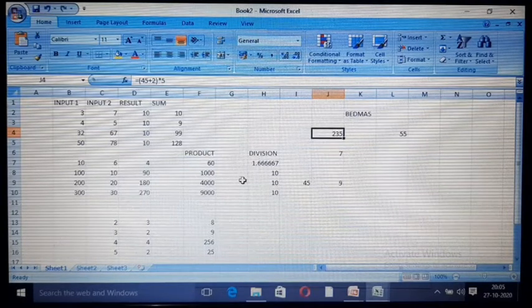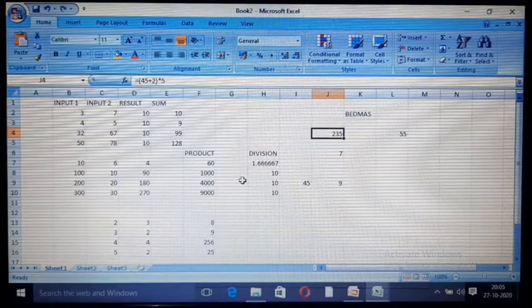Okay, the function in Excel. I'll tell you about function in Excel and how to do it and what the functions in Excel are.